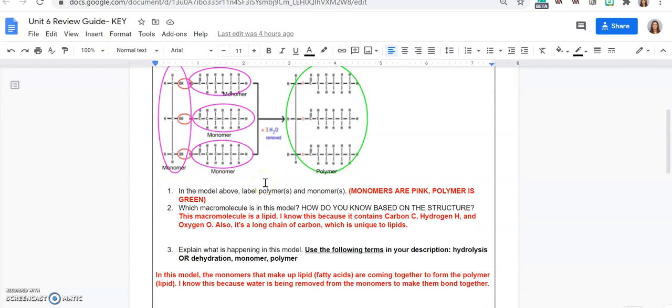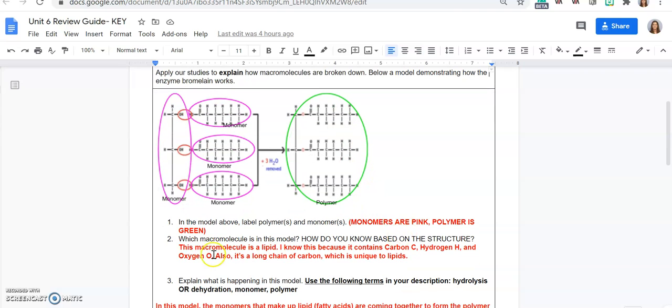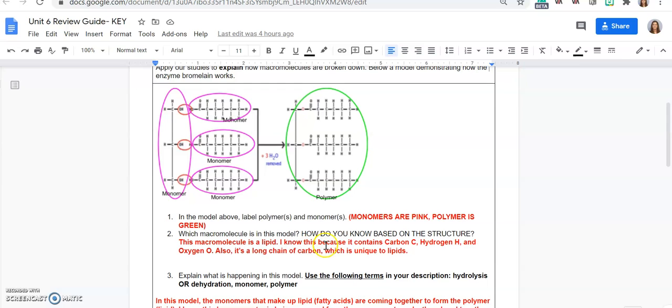The next question is about the identification of the macromolecule. So notice that there's only carbon, hydrogen, and oxygen. So that means that it has to either be a carbohydrate or a lipid. And this one is a lipid because of the long chains of carbon. There are no rings of carbon, so this is a lipid. Make sure on the test that you're explaining how you know, so don't just write lipid. You need to explain how you know that it is that macromolecule.